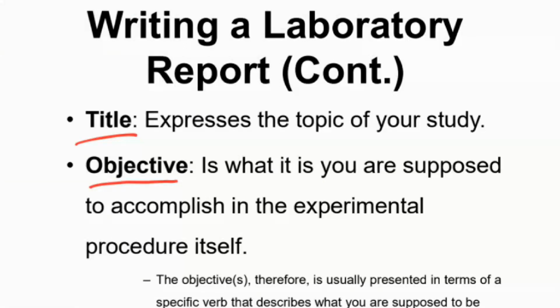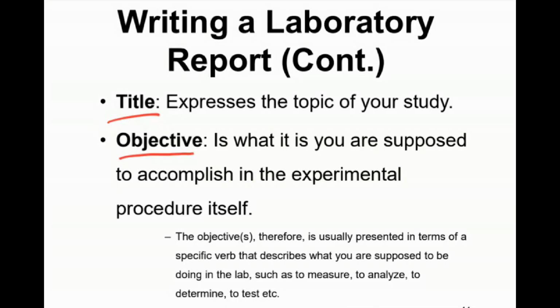So let us define what objective is. Objective is what it is you are supposed to accomplish in the experimental procedure itself. ዓላማ ምንለው በሙከራ ሂደት ውስጥ ማከናወን ያለባችሁ ነገር ነው። So the objective is usually presented in terms of a specific verb that describes what you are supposed to be doing in the lab, such as to measure, to analyze, to determine, to test, etc. These are the words that you should use when writing your objective.